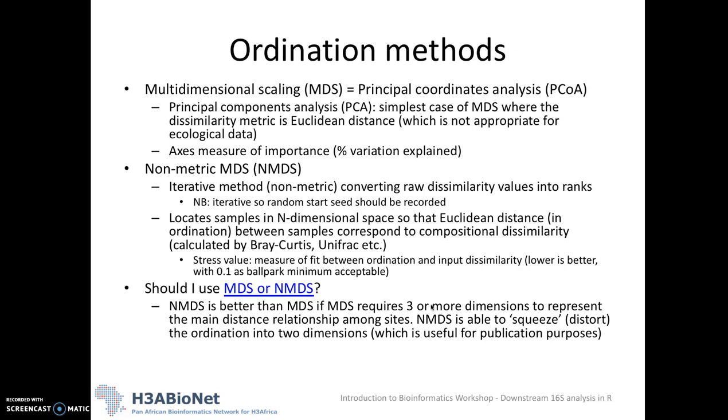But in general, NMDS performs better than MDS if MDS requires 3 or more dimensions to represent your main distance relationship among sites. So NMDS is able to kind of squeeze or distort your ordination into 2 dimensions, and that is often useful for publication purposes. So in that case, you might prefer NMDS over MDS.